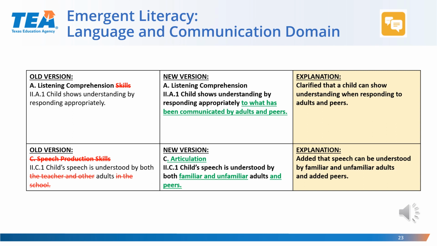Here are the key revisions to the skill area of listening comprehension and articulation. Changes made to 2A1 clarified that the child can show understanding when responding to adults and peers. Changes made to 2C1 include the addition that speech can be understood by peers and not just adults. This supports the communicative experiences made between peers.